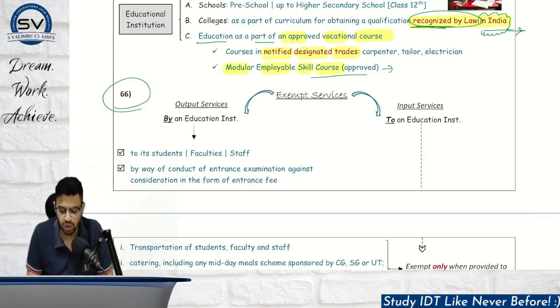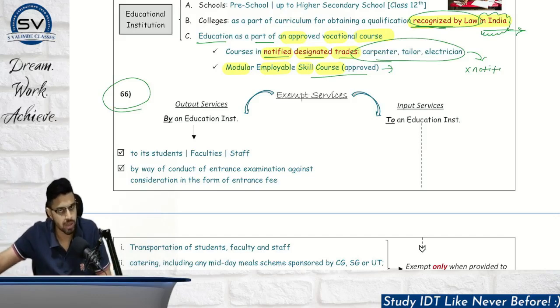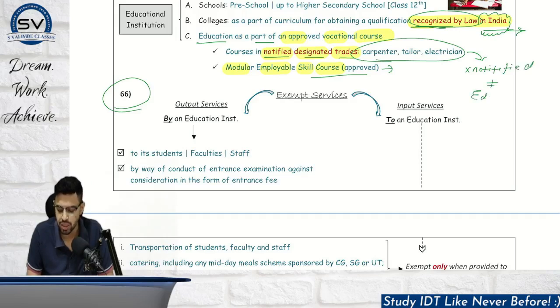Now this I have given only for the purpose of giving. There is no need to learn. It will be adequately clear with the language of the question whether it is exempt or not. So let's see, this notified designated trade means carpenter, tailor, electrician. Again, in the paper, if it has been given that it is not notified, it means basically there is a designated act for it. So if it is not notified with respect to that act, it will be clearly given that it is not notified. So if not notified, it is not an educational institution, then obviously it is not going to enjoy the exemption. I hope this is clear.